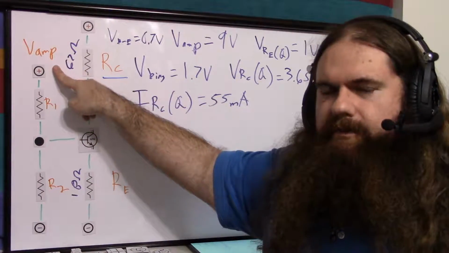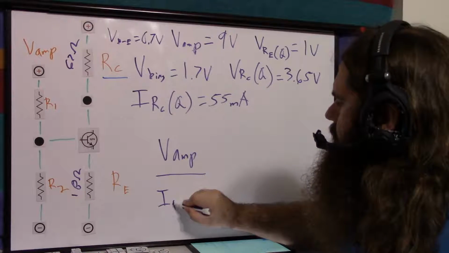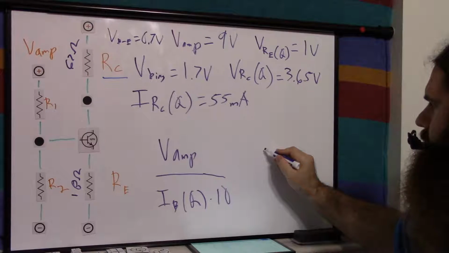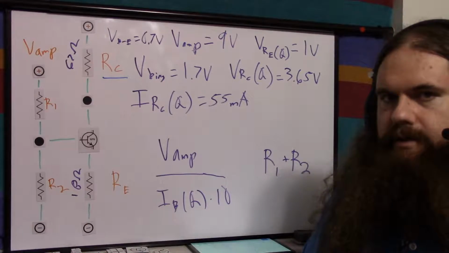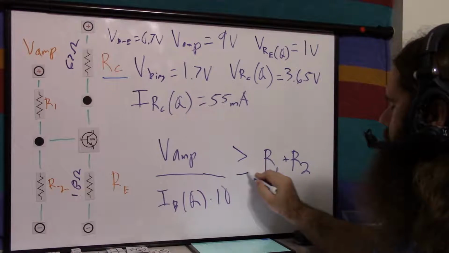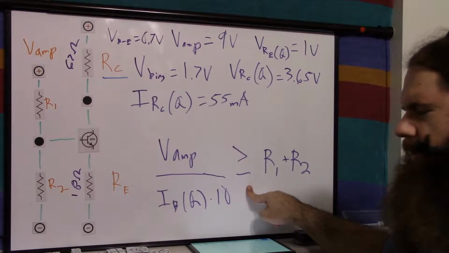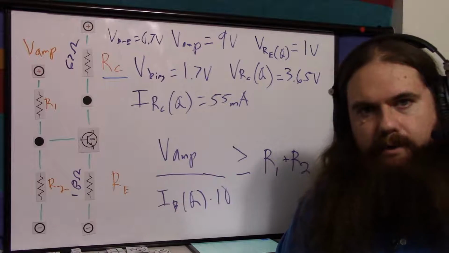So V amp divided by the current through the base at quiescence times 10. And then this is giving you R1 plus R2, the total resistance. And we want this to be less than or equal to this voltage divided by this current. Less is fine, more is more dangerous.